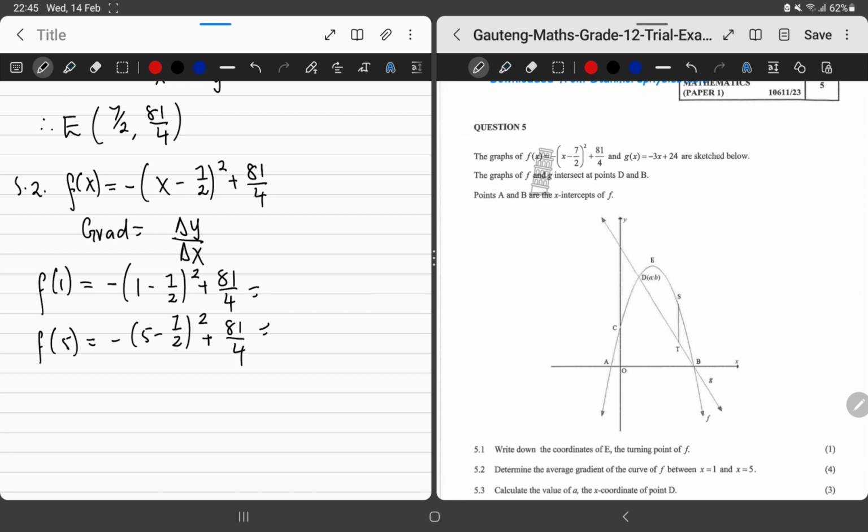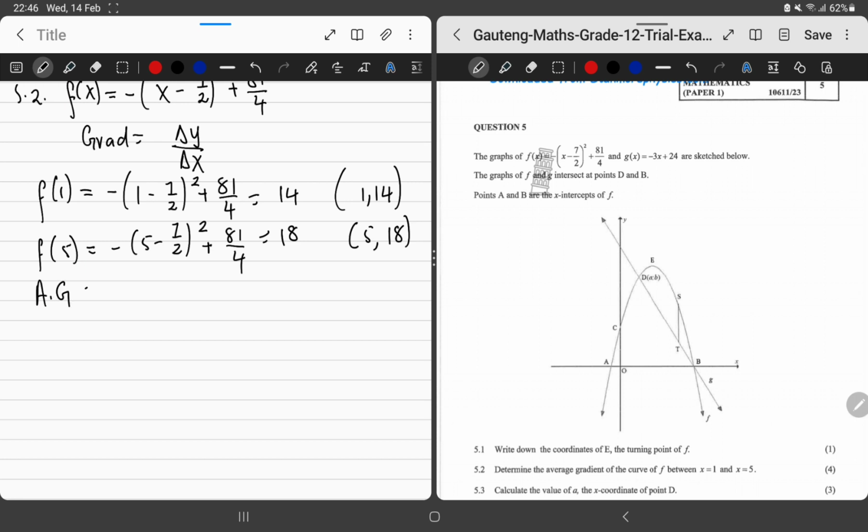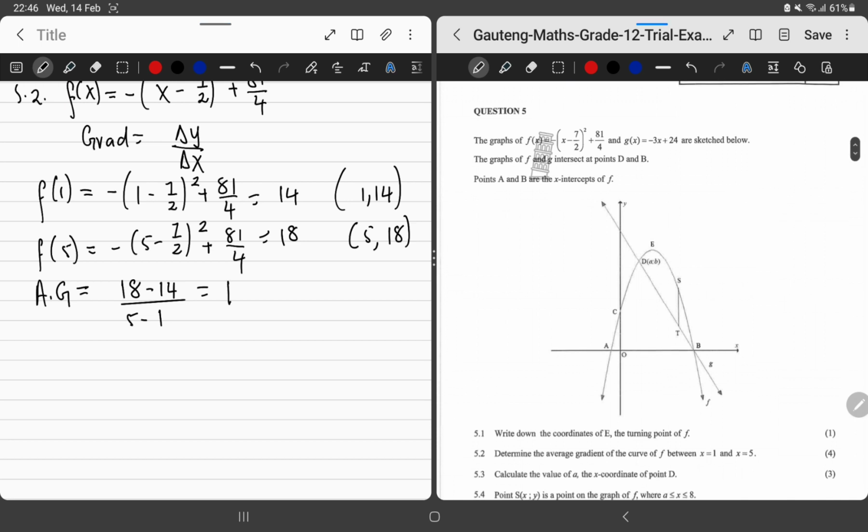Negative (1 minus 7/2) squared plus 81/4, I am getting 14. So the coordinates must be (1; 14). And then the other one, with x equals 5, is equal to 18. The coordinates are (5; 18). Now I can calculate the average gradient. The change in y will be 18 minus 14. The change in x will be 5 minus 1. 18 minus 14 over 5 minus 1 gives me 1. So the average gradient is equal to 1.